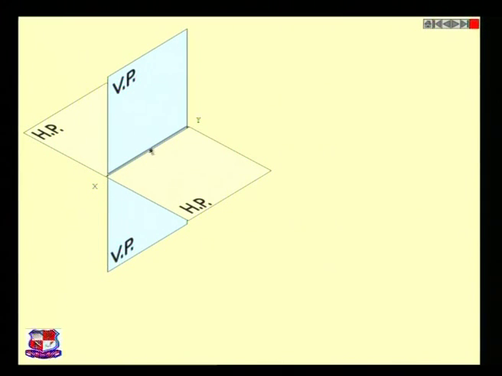Where these two planes intersect each other, a line is formed over here. That is called the XY line. Where these two planes intersect, it is called the XY line. That's a very basic fundamental, and I am repeating it once again: where these two planes coincide, the XY line generates.